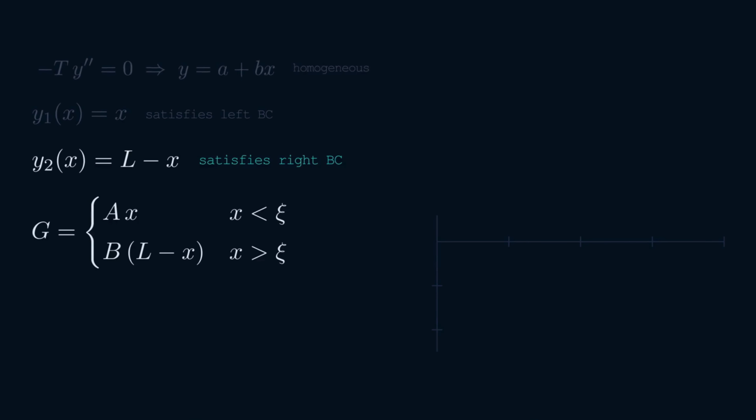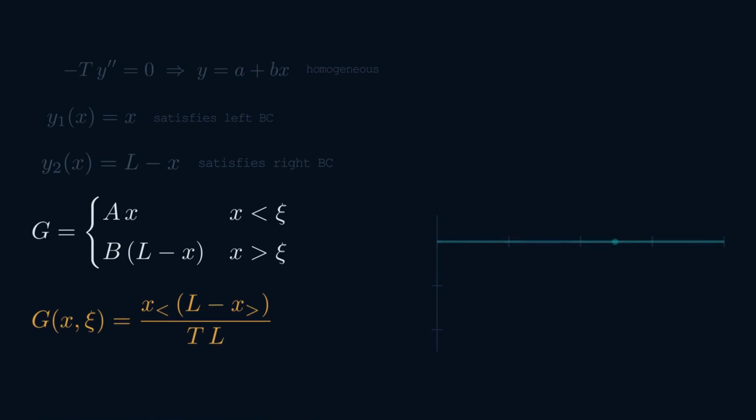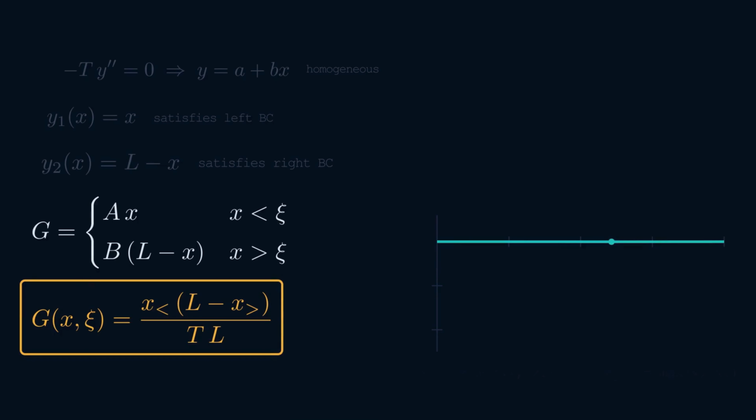And out comes g. Left of the source, x times L minus ξ, over TL. Right of the source, the same expression with x and ξ swapped. Which is the tent from the opening shot. We have now derived it, and more importantly, we know it is the only thing it could have been.